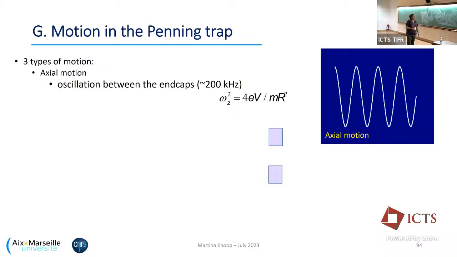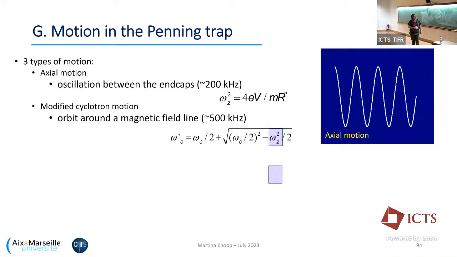Okay. So the first thing is what we call the axial motion. The axial motion is the motion which is due to the DC potential that you put on the end caps. It's a harmonic motion, something which you can easily calculate also. That is the axial motion of the ions in the trap.